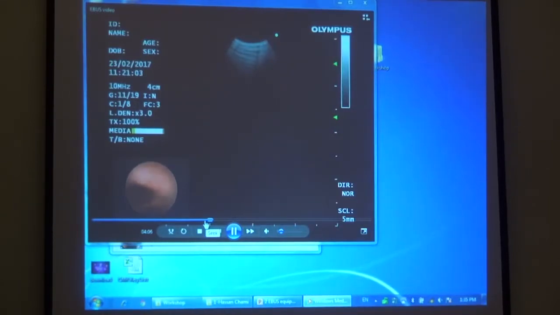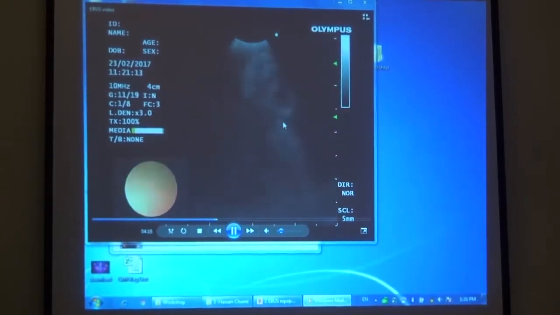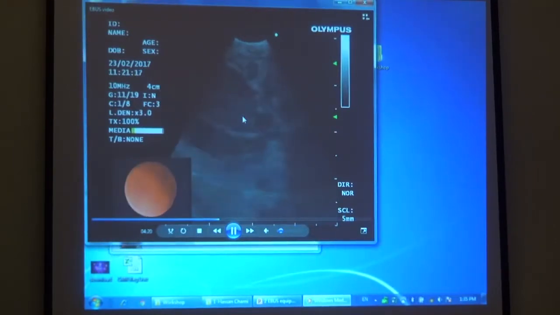So here let me see what they're showing. I think this is a significant mass. It's probably the AP window. So here they're against the left side. So this is the AP window. Here this is the aorta. And this is the mass here. And you're not seeing the pulmonary artery. The pulmonary artery is squished here.